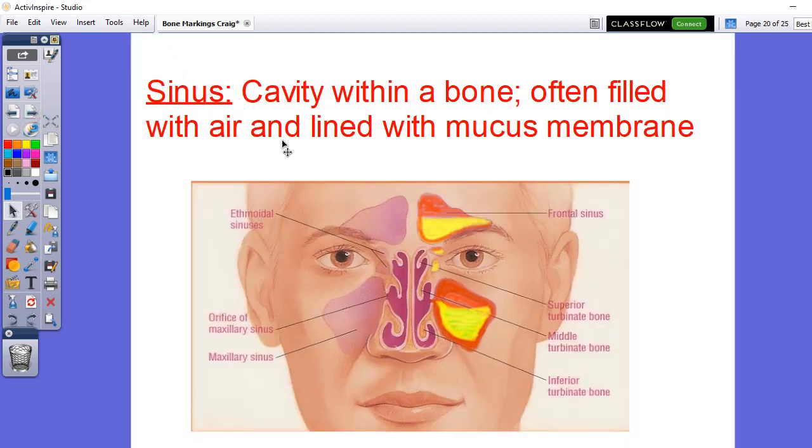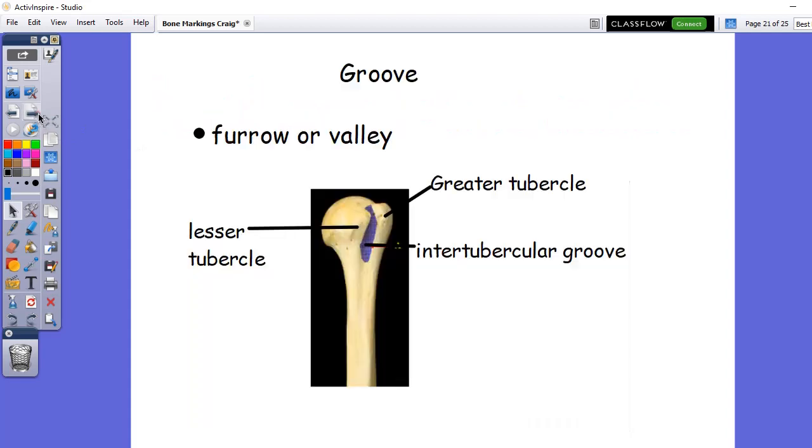We will also cross out this slide as well, so we won't do a ramus and we won't do a sinus. So keep moving. We have a groove. Okay, a groove is not a hole. It's not a tunnel. It is just going to be a ditch or a furrow or a valley in a bone.